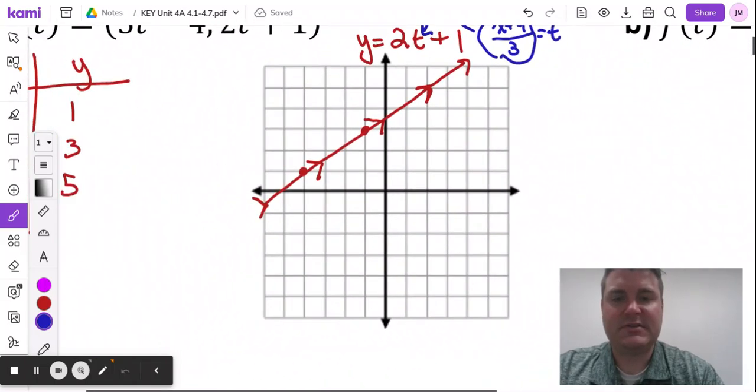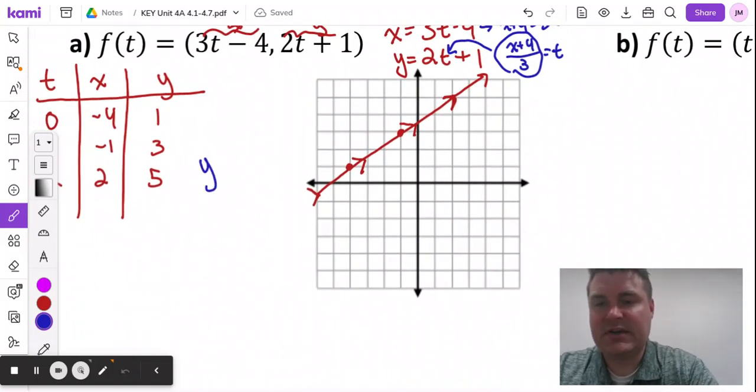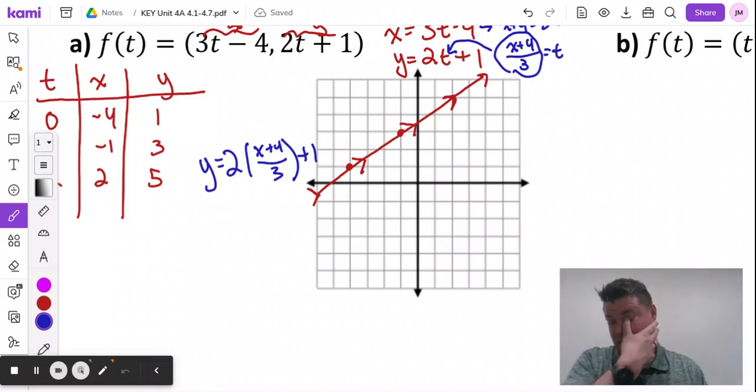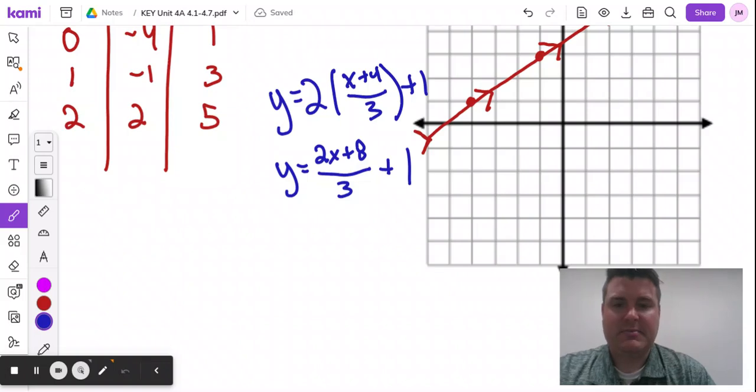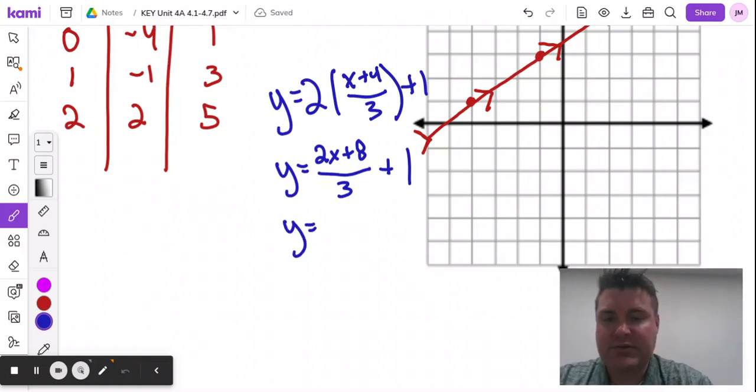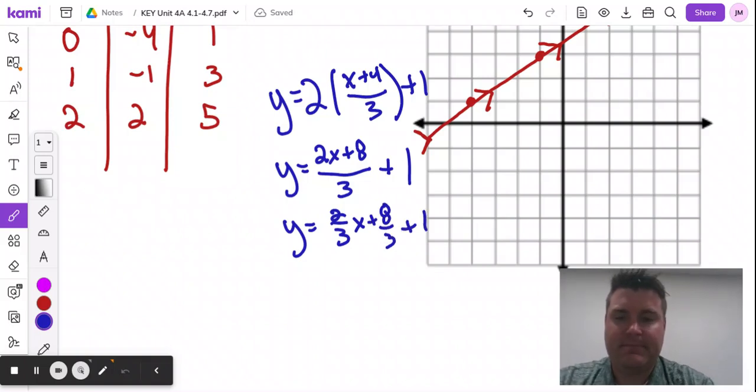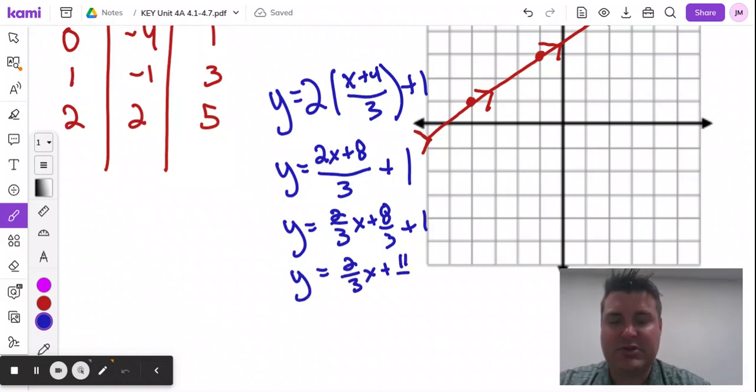And then I'm going to substitute this in for t here. So I'm going to do this right down here. So y is equal to 2 times (x plus 4) over 3, plus 1. We did eliminate the parameter. This is totally 100% correct. I do want to clean this up a little bit, though, so we can make more sense of it. So y equals, if I distribute that, 2x plus 8 over 3 plus 1. I'm going to divide each of those by 3. So y equals 2/3 x plus 8/3 plus 1, which is actually going to be 2/3 x plus 11/3.